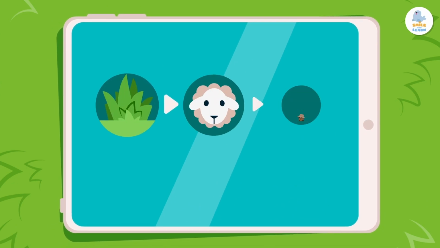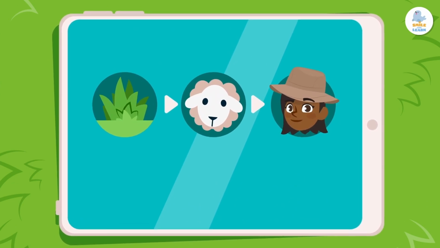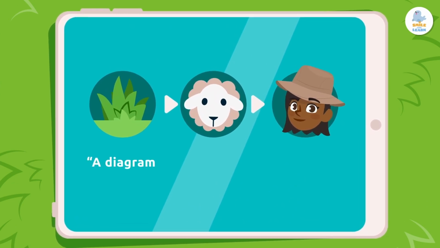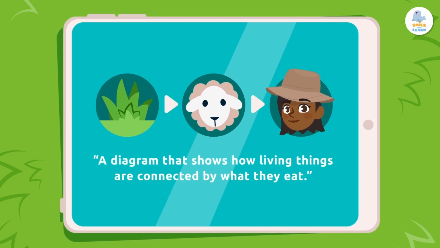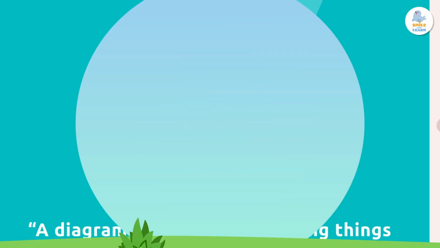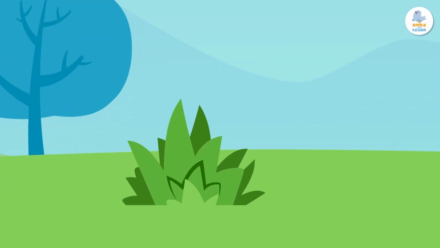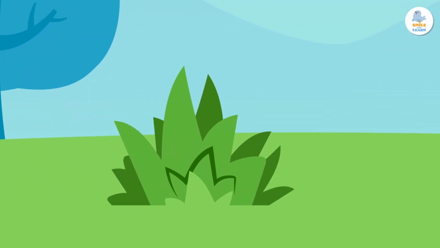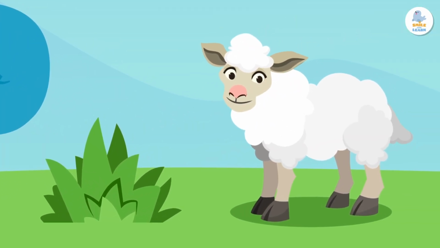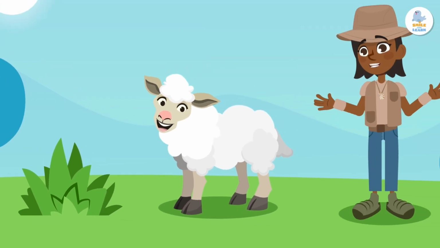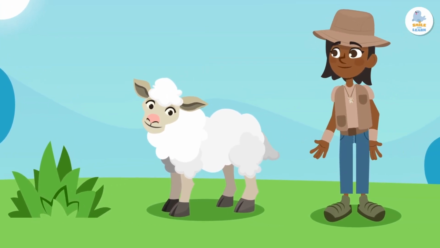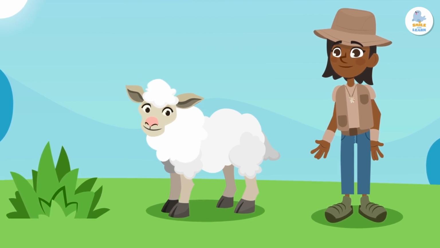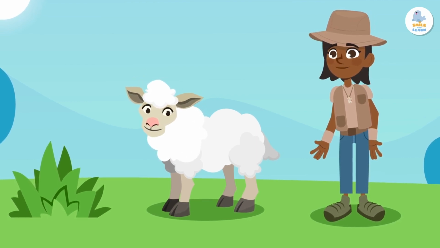So, what is a food chain anyways? It's a diagram that shows how living things are connected by what they eat. In other words, it tells us how plants and animals depend on each other for food. In fact, I'm part of a food chain right now. Let's see what the food chain looks like when I eat my lamb chops.